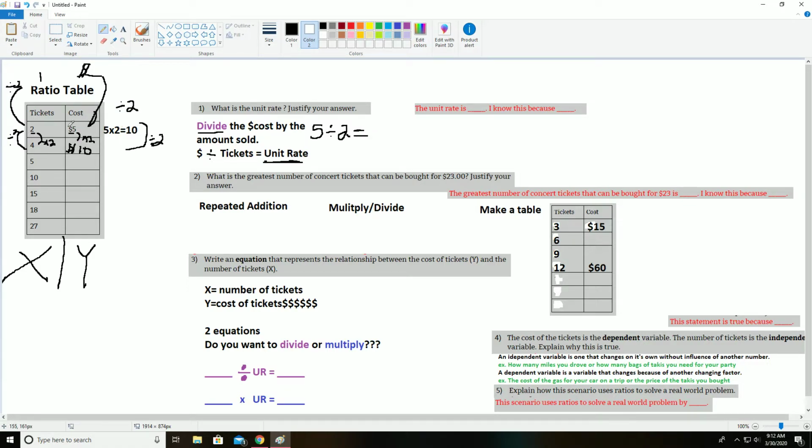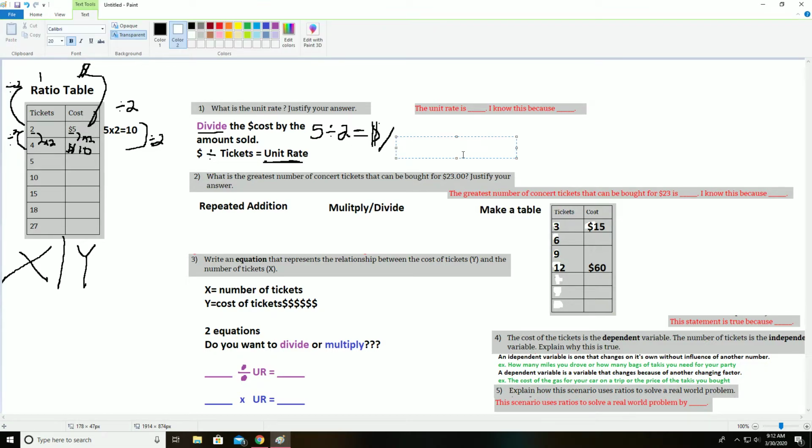Now, any number that you get over here should be able to be divided by any number over here. That's what I mean by 5 divided by 2, 10 divided by 4, whatever this number is divided by 5, whatever this number is divided by 10. When you find those numbers, they should all be the exact same amount because the unit rate doesn't change in this problem. It's going to be the same regardless. And it's going to be the price per ticket. You could even say the cost per ticket.